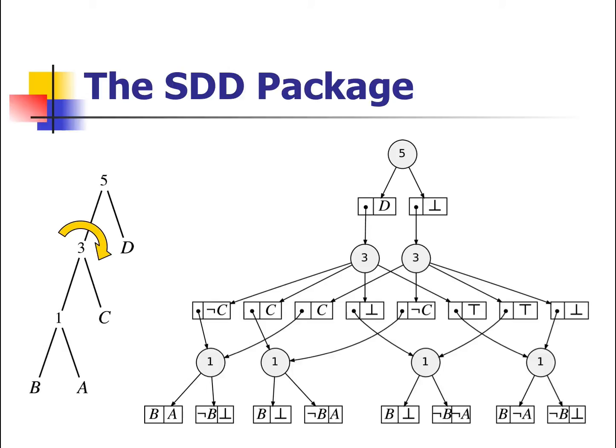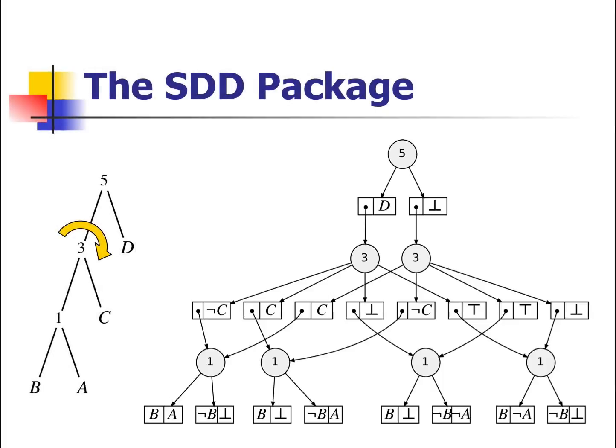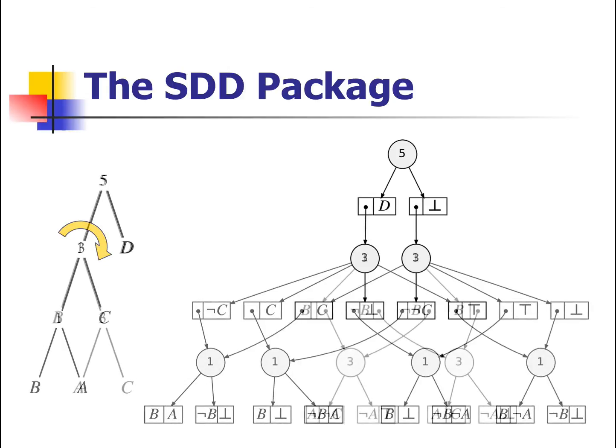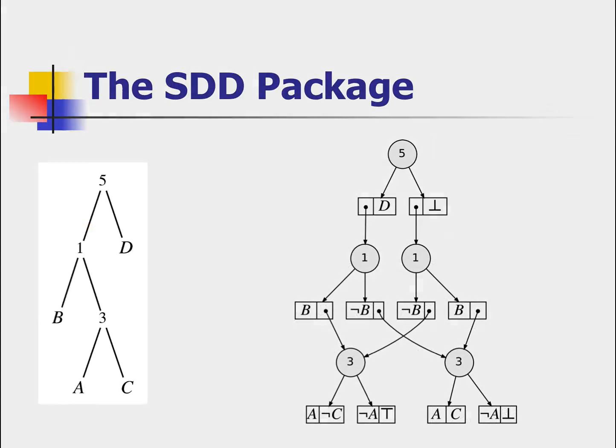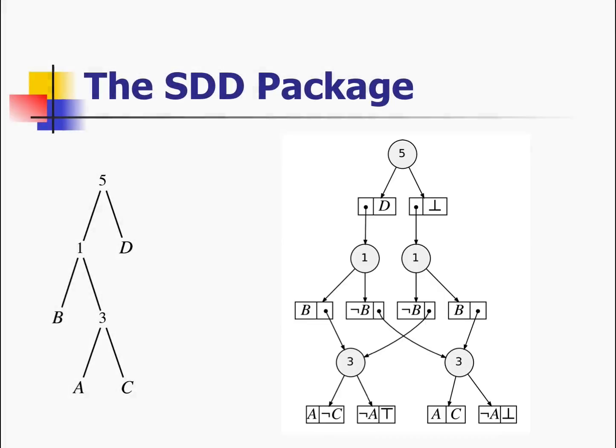There is a primitive for that in the SDD package, but that primitive will not only modify the Vtree as a result of this operation, it will also go ahead and change the corresponding SDD. So in this case, if we do the right rotation on Vtree node 3, we get this particular Vtree on the left, and then as you can see on the right, we now have the one SDD that corresponds to that Vtree. The change on the right is done automatically by the SDD package on behalf of the user as a result of doing this rotation operation.